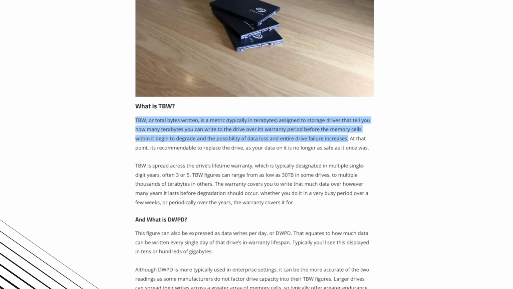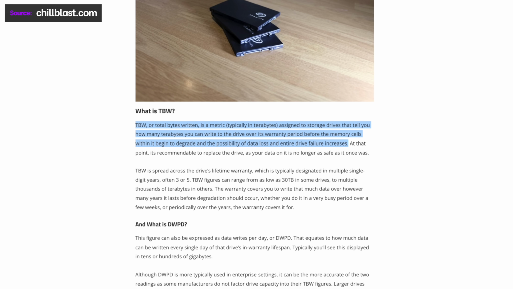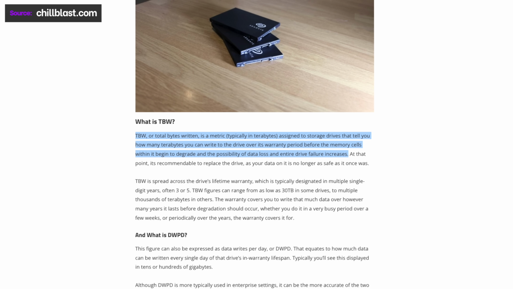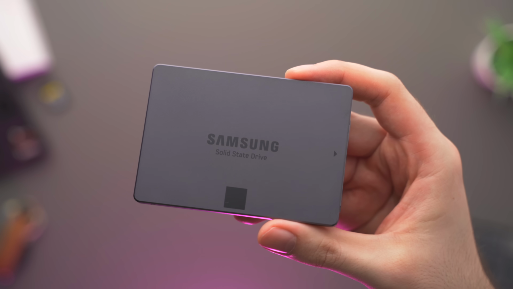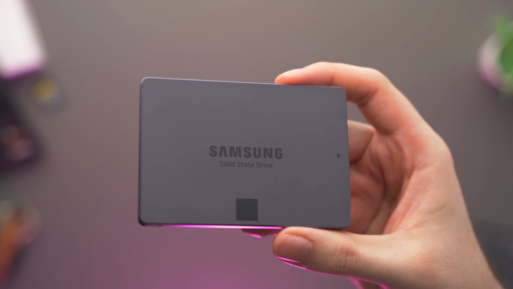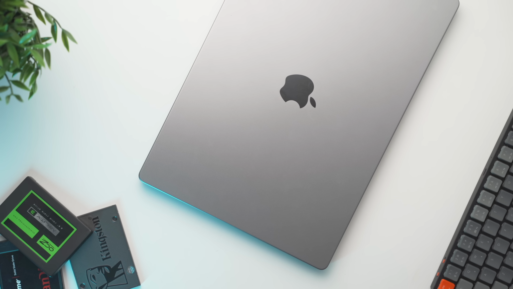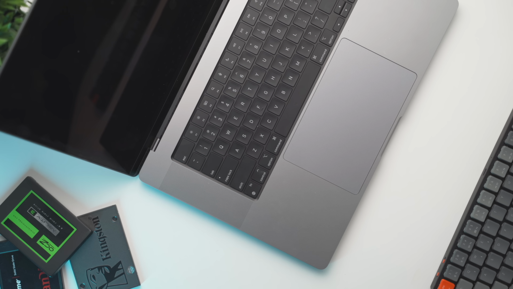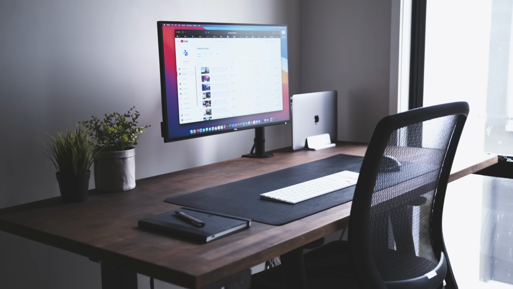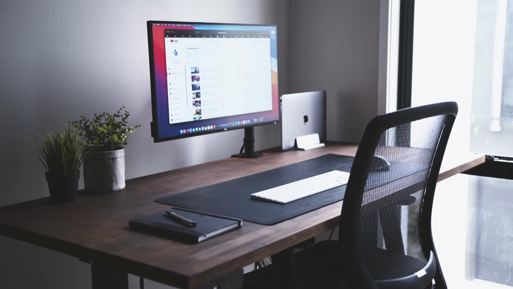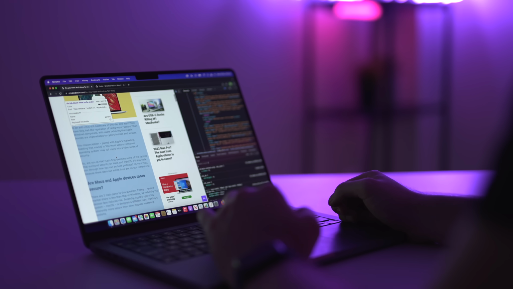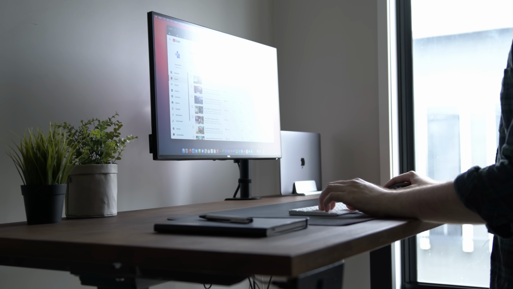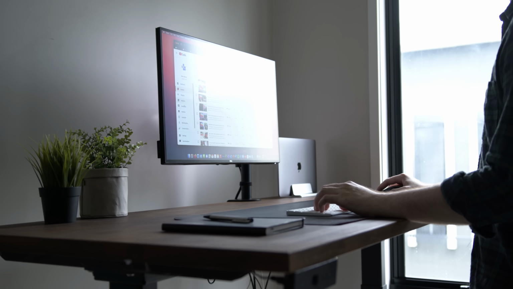TBW is a number expressed in terabytes that your SSD can write before the memory cells within it may begin to degrade. Now, this doesn't mean your SSD will just die once it exceeds its TBW rating. It just means that the possibility of data loss and entire drive failure increases. Although, like any piece of hardware, your SSD can still randomly die at any point, even if it hasn't reached its TBW rating. The good news is that this is very rare, so I wouldn't worry about it.